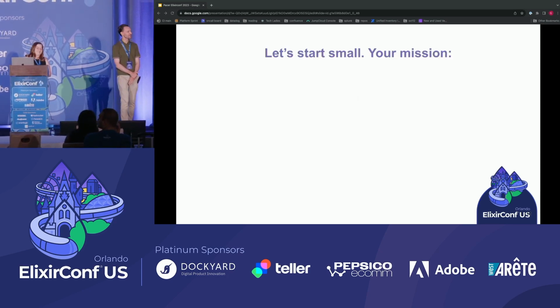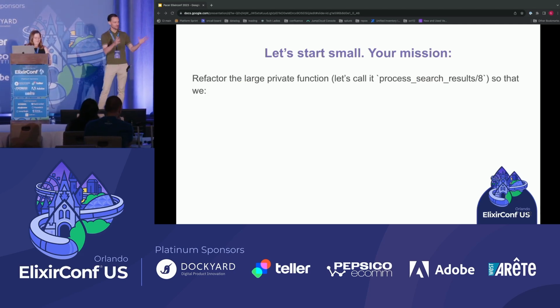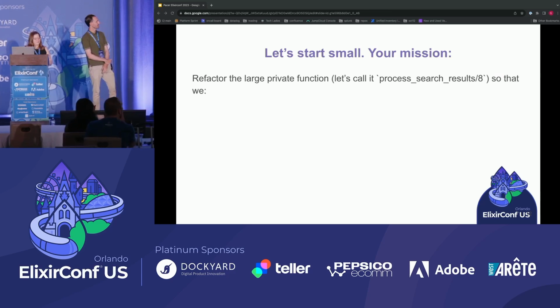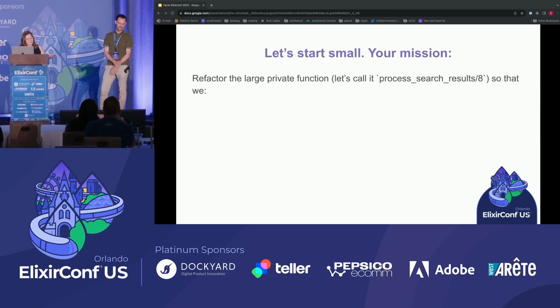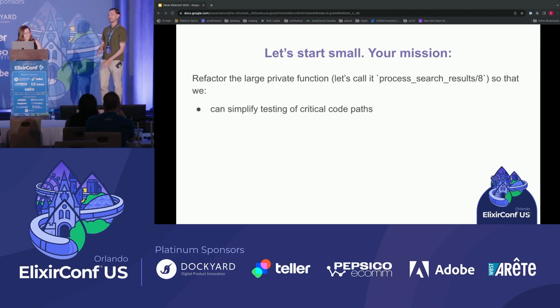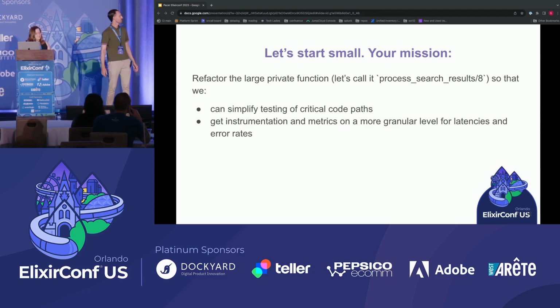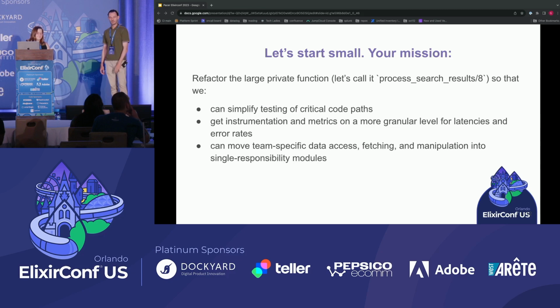Okay, so we're going to start small. Let's put some bounds around what we would like you to do on this first day, or your first week. We have this large private function that takes 8 arguments, as any sane private function does. And we want to refactor it so we get a couple things. One, we want to simplify testing of critical code paths in what is currently this large private function. And we want to get instrumentation and metrics on a much more granular level than we have right now. We want to be able to monitor latencies. We want to be able to monitor error rates. And then we want to move team-specific data access, manipulation, fetching, all the fun stuff that you do with data on a web page, and move that into saner single responsibility modules.